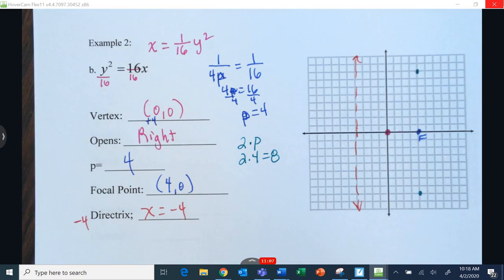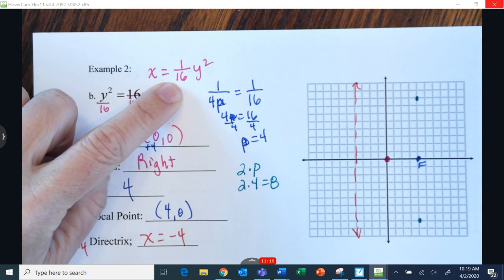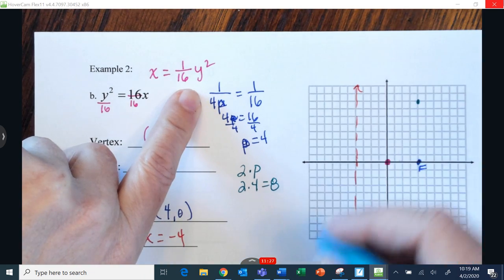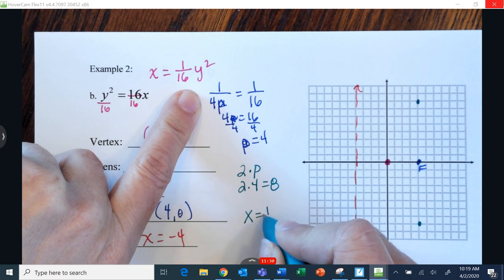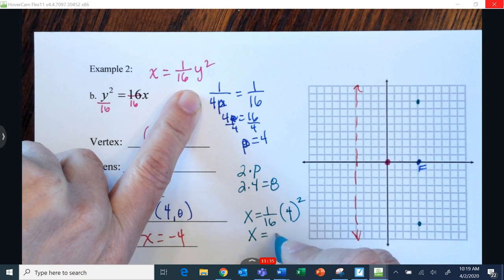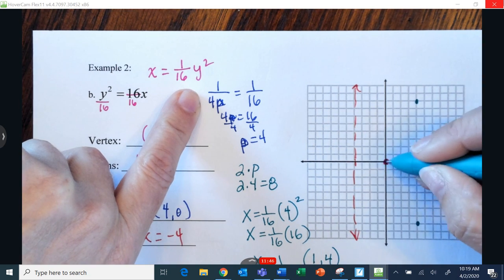All right, and then I need to find one other point. So maybe I'll just plug in a number that would be easy to multiply by 1/16. How about I plug in y is 4? Let's do it down here. x equals 1/16 y squared, if y is 4, then I get x is 1. Just be very careful when you plug stuff in because this is backwards. (1, 4) is the ordered pair that I'm going to graph. (1, 4).